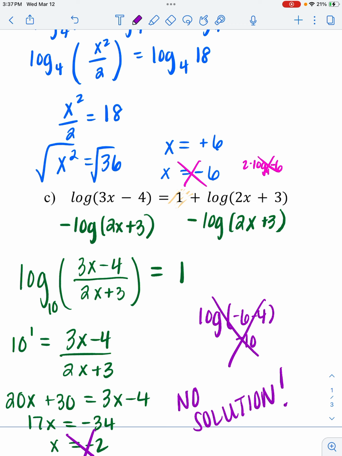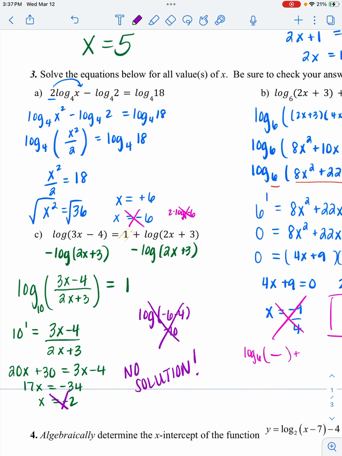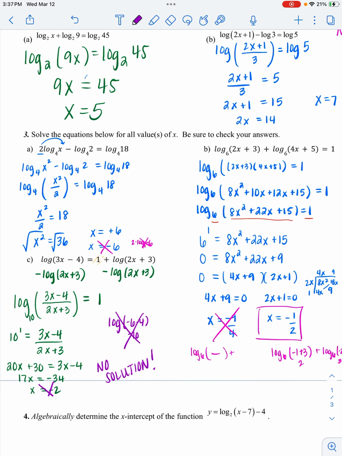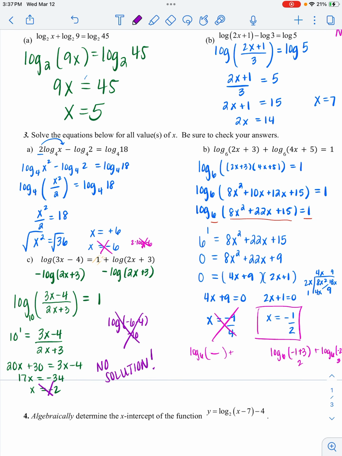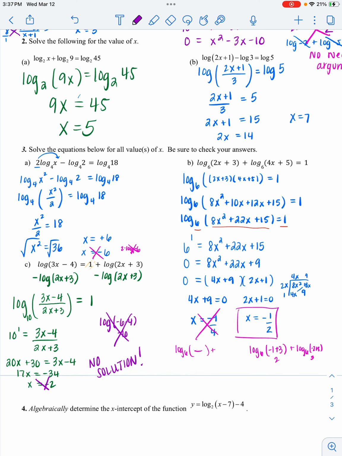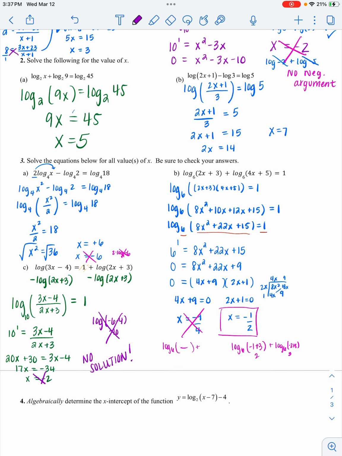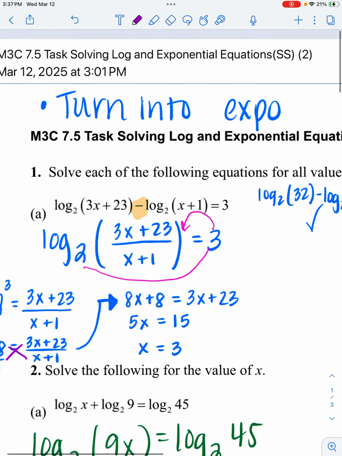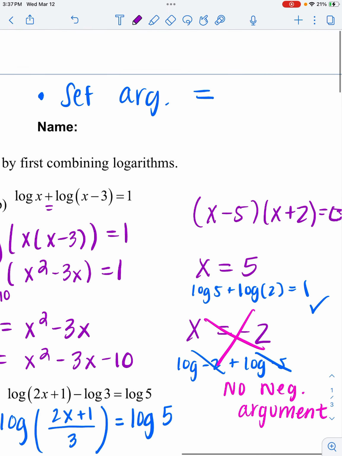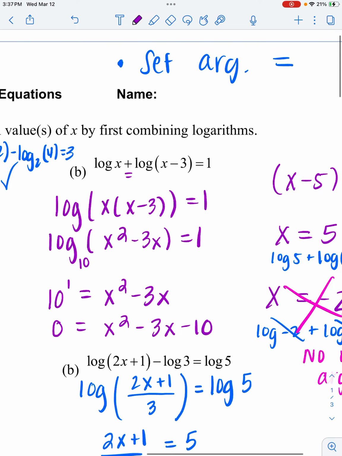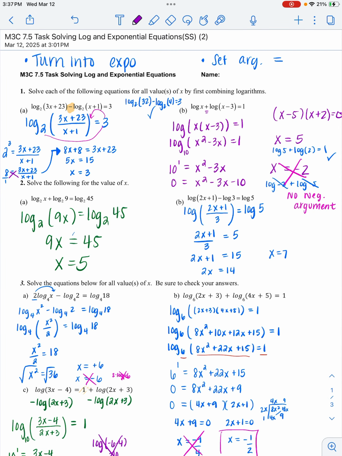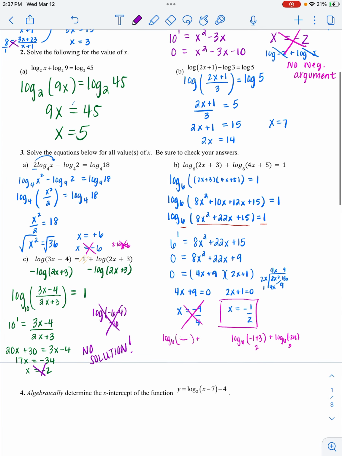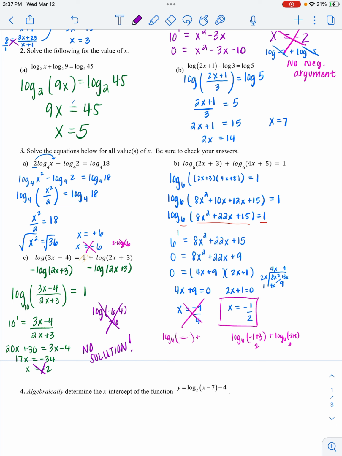Okay, so you have to see the importance of showing your steps, showing your extraneous solutions, checking your answers, and writing no solution when it's no solution. Okay, so in all of these questions, you still did one of these two methods of turning it into an exponential or setting the arguments equal. You just had to do a few things first. You had to combine things or move things around before you could do that.